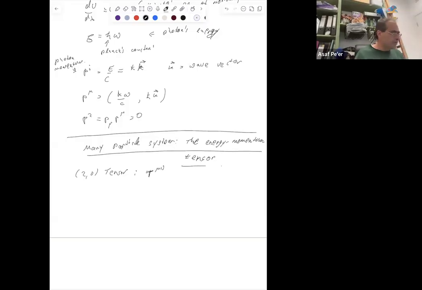That's a standard notation. And what it says is basically, very roughly speaking, this is the flux of four-momentum P mu across a surface of constant x nu. Just write it down to give you the idea. The flux of four-momentum P mu across a surface of constant x nu.